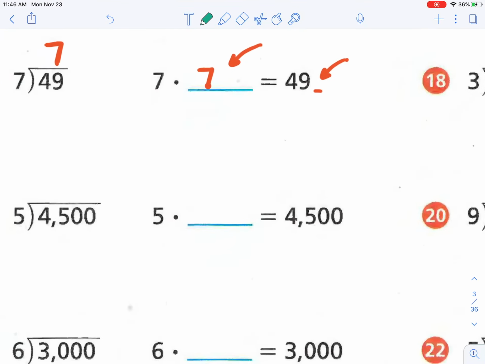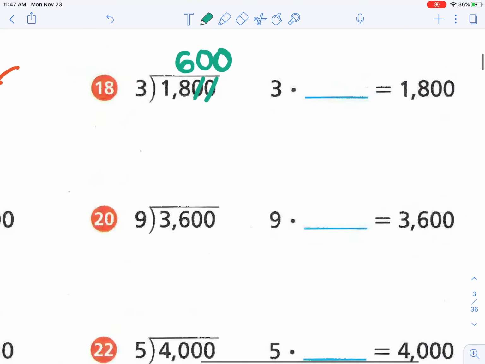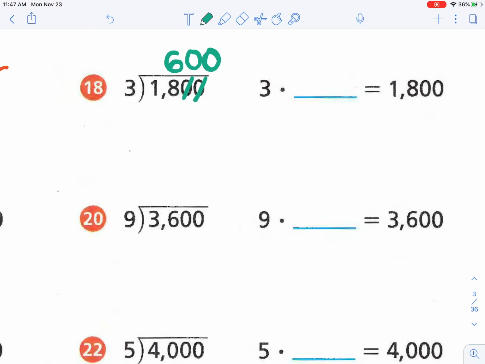Let's look at number 19. 4,500 divided by 5. You should have taken away your 2 zeros. 5 times 9 is 45. Add my zeros back in. 900. Let's see how you did on 20. Take away the 2 zeros. 9 times 4 is 36. Add your zeros back in.